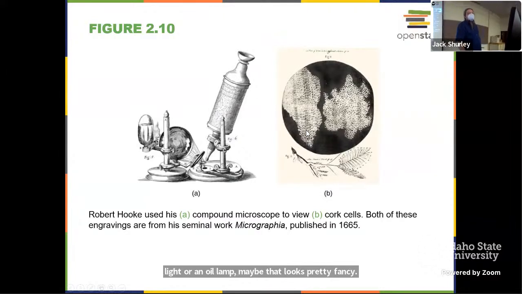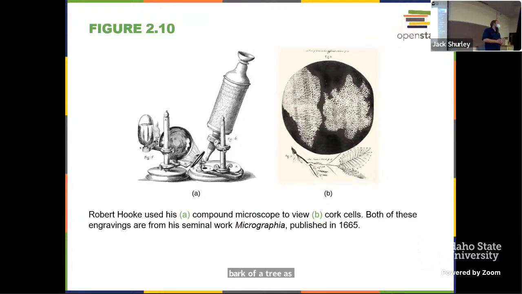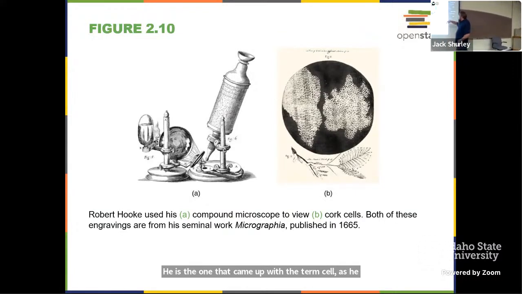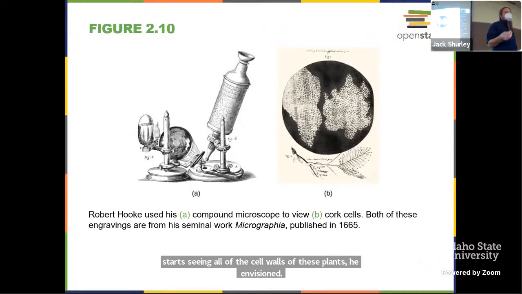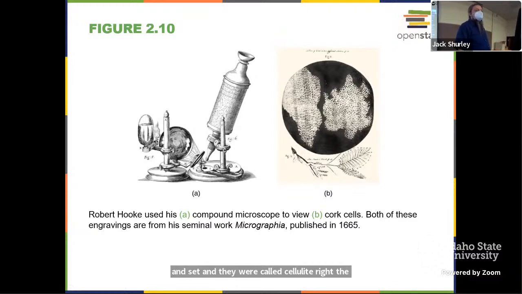And in this case, what we're looking at over here are some cross sections, some little slivers or shavings from the bark of a cork oak tree. And it was these first images that allowed Hooke to visualize plant cells and coin the term cell in the first place, right? He is the one that came up with the term cell. As he starts seeing all of the cell walls of these plants, he envisioned the small rooms or dormitories that monks lived in, and they were called cellulae, right? The dorms, the cells that they lived in, and that in turn is the name that we know.